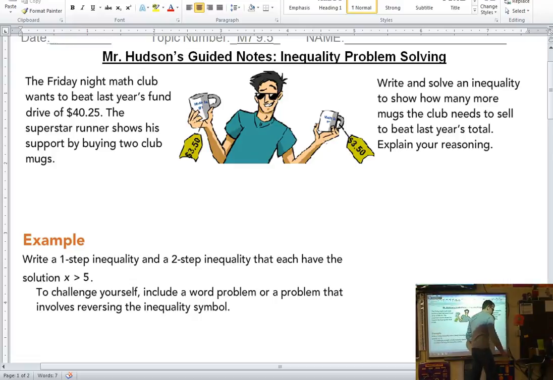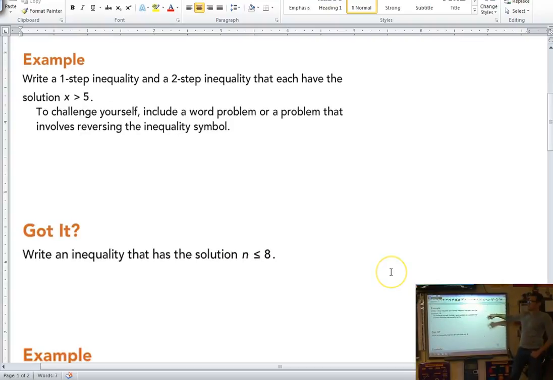So when we look at example 1 here, it tells me to write a 1-step and a 2-step inequality that both have the solution of x is greater than 5. Now wait, what? So we are now being asked to play the math teacher. It's now your job to make the problem that would then have the answer of x is greater than 5. So we're now switching roles essentially. So when you think about how math teachers do this stuff, we don't just pull it out of thin air.